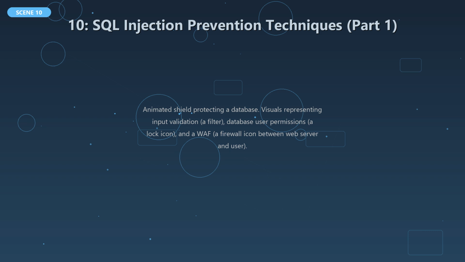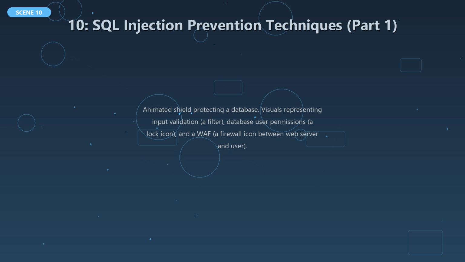Secondly, principle of least privilege for database users. This is a fundamental security principle. The database user account that the web application uses to connect to the database should only have the absolute minimum necessary permissions. For example, if the application only needs to read data, the database user should not have permissions to write, update, or delete data, let alone execute system commands. This limits the damage an attacker can do even if they manage to inject malicious SQL.